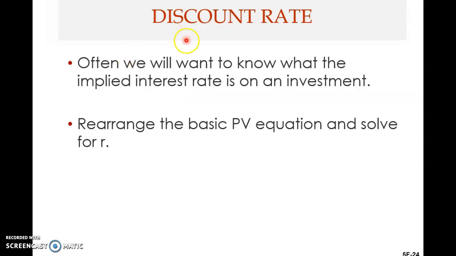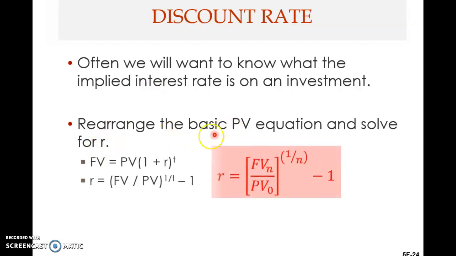So in this case, if the interest rate is not known, then you try to solve for the interest rate or the discount rate. So the other 3 elements must be known. We can rearrange the basic present value or future value equation and solve for R. This is the basic time value of money formula, the future value formula. Now you rearrange it based on this R.